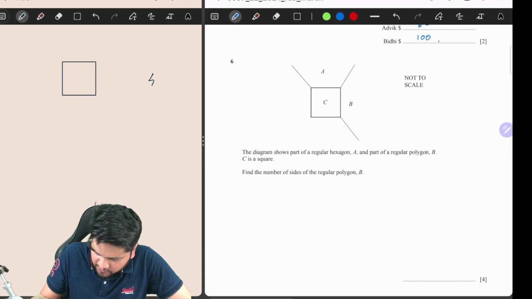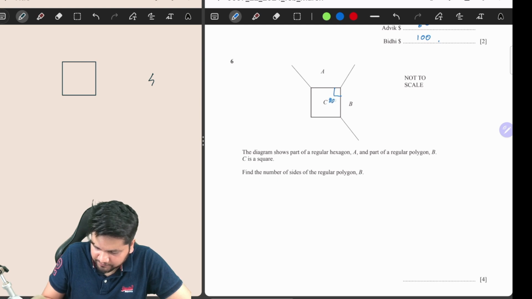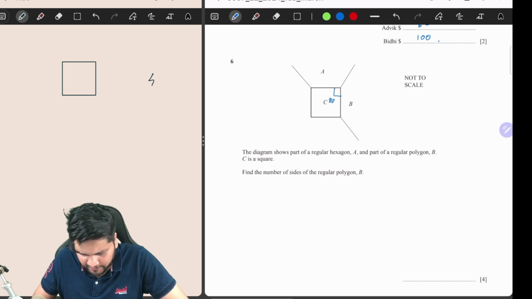So this C is a square, so we'll talk about the angle. So all we need is we just need to find out this angle. So this is already 90 degrees, we know, right? We need to figure out the angle of A.